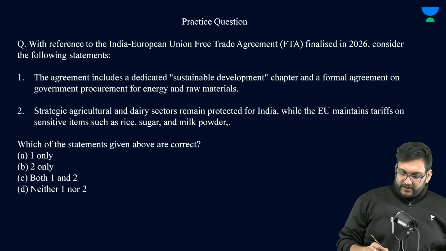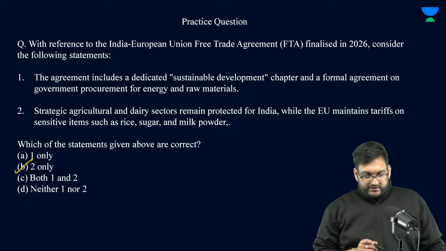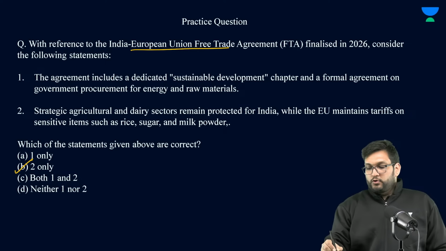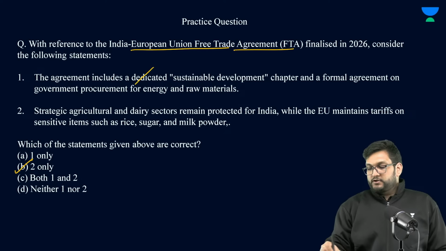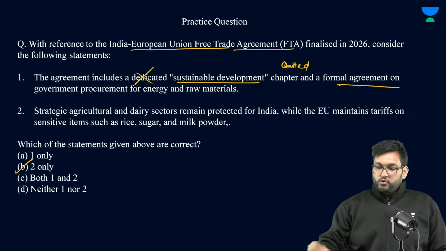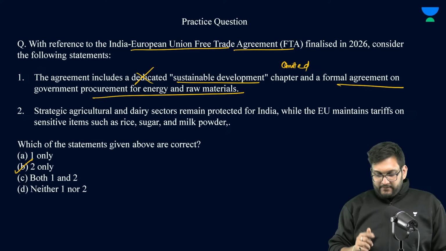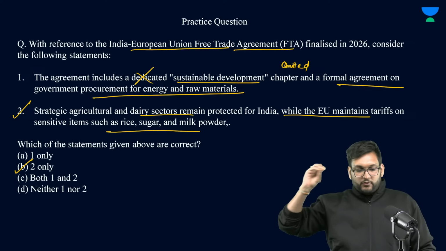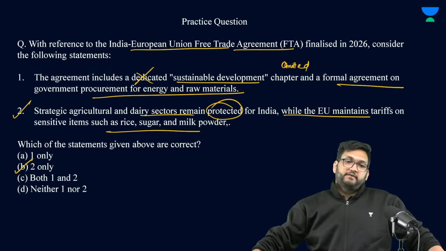Okay, so here the answer is B, which is first statement is incorrect. Within the EU European Union FTA, there is no dedicated chapter on sustainable development. This has been omitted. And at the same point of time, there was no agreement on energy and raw material. At the same point of time, this is correct that strategic sectors remain outside the purview, the protection, outside the purview of the FTA.